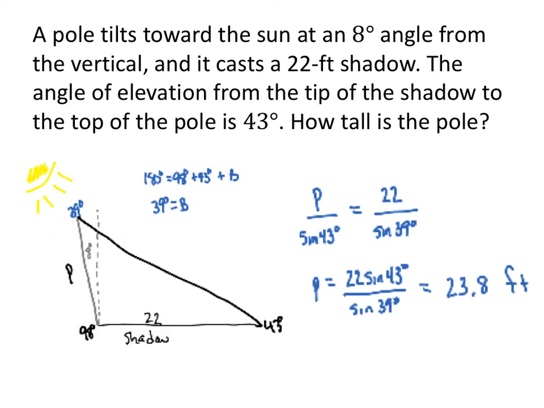Why did I need that? One, I need that because this is the only side length I have. My shadow's 22 feet long. I have to know the angle across from it. And two, when you're stalling, find the easy things to find.